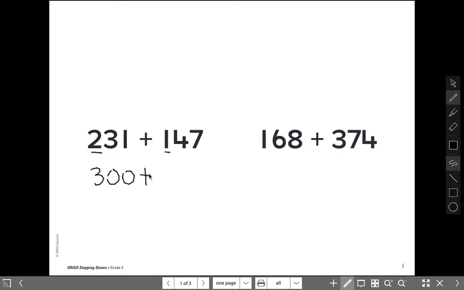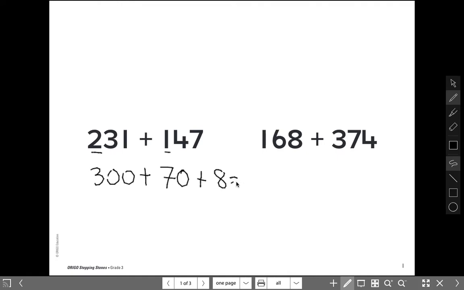How many tens do I have, Josiah? 70. I have 7 tens, or 70, yes. Okay, 70. How many ones do I have, Nehemiah? 8. Okay. So, what is 300 plus 70 plus 8? Lisa. 378. Good job.